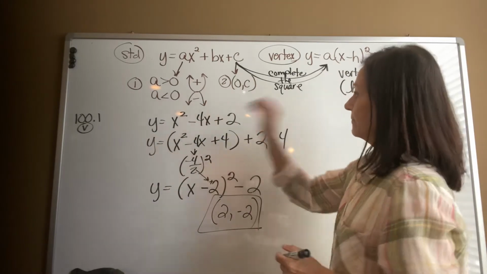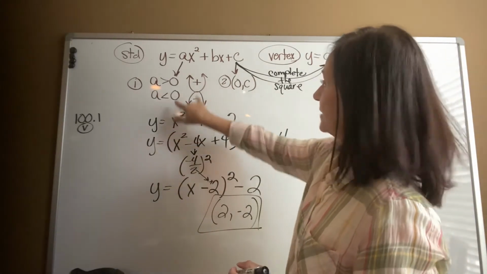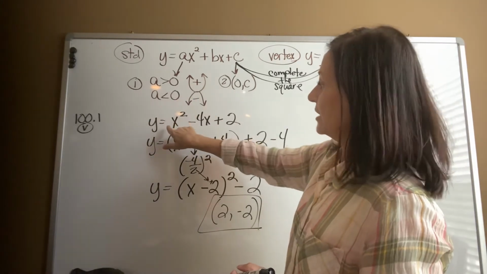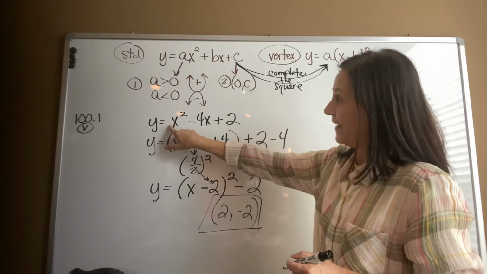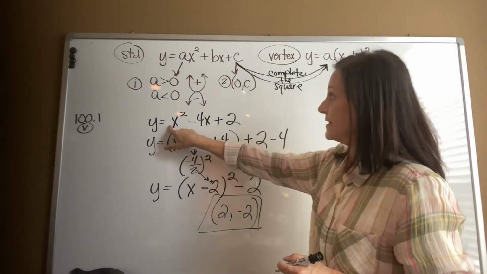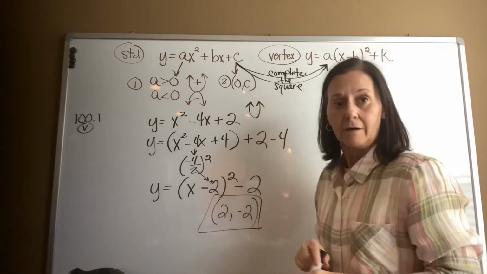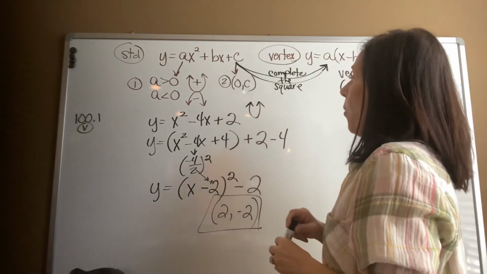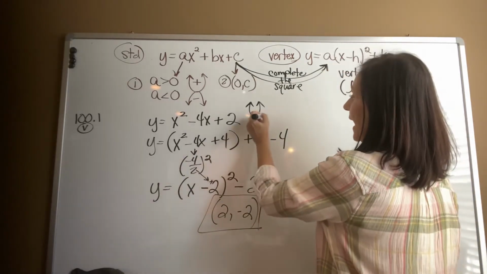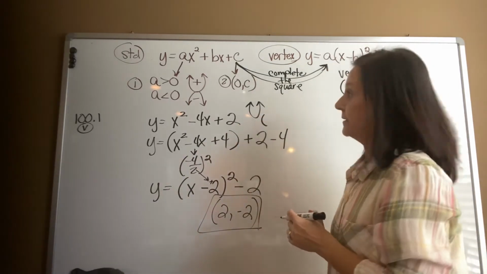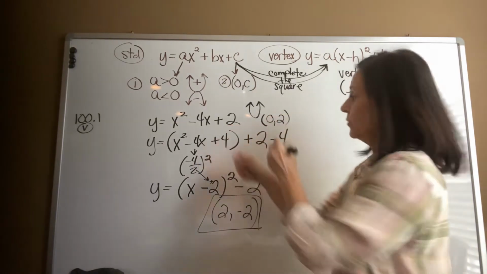Does it open up? I've got to go back to the original equation to answer these two questions. Does it open up or does it open down? That's a 1. It's greater than 0, so it's going to open up. Now, where is my y-intercept? Where's it going to cross the y-axis? It's going to give me a coordinate point: 0 and my c value, which is 2.